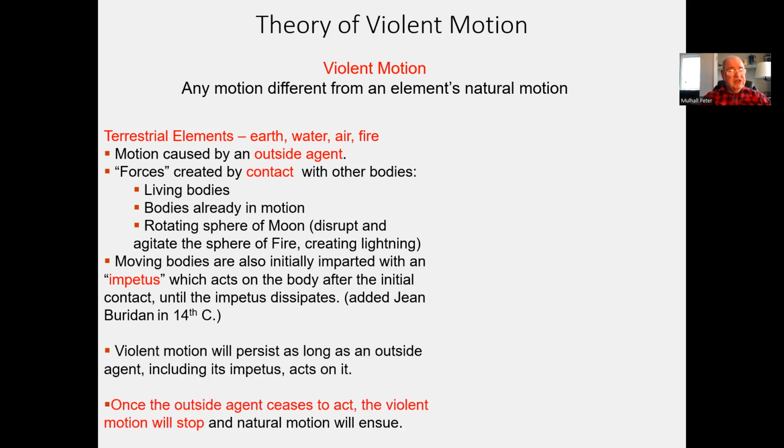And so, again, with this idea of impetus, the violent motion will proceed as long as this agent is continuing to act. The simplest case is if I push a book along a table: as long as I keep pushing, the book will move. As soon as I stop pushing, the book stops. So, perfect example of that. I need that outside agent to continue to work to have the violent motion go on.